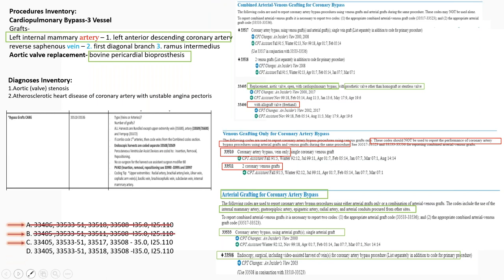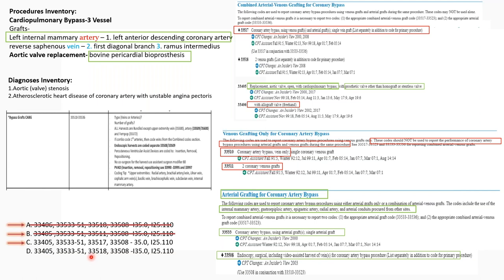Now let's look into option C, which is coding for 33405. We already took 33405 and 33533, that also has already been taken. And next one, 33517. Let's see what 33517 is coding for. Venous graft and arterial graft, single vein graft. As I said, we are having two veins used, not a single vein used.